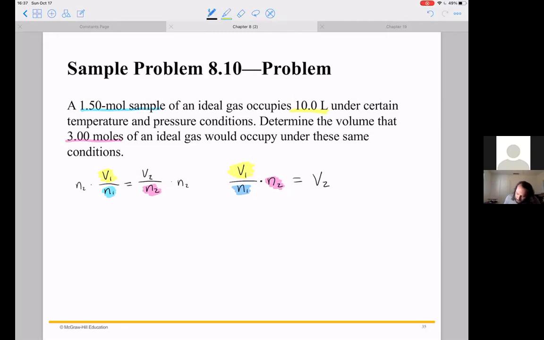So we can just plug in our variables here: 10.0 liters divided by the number of moles before, 1.50 moles, times the number of moles afterwards, 3.00 moles. Plug this into our calculator and we would just get 20. So 10 times 3 divided by 1.5, or 10 divided by 1.5 times 3, whichever way you did it, you would get the same answer, which would be 20.